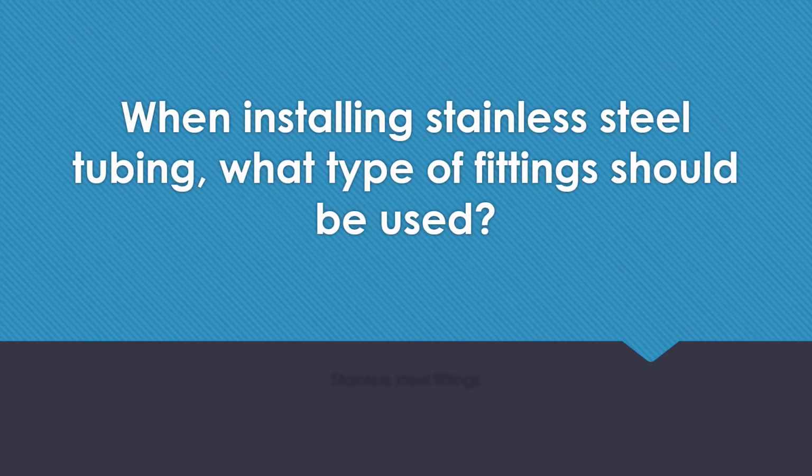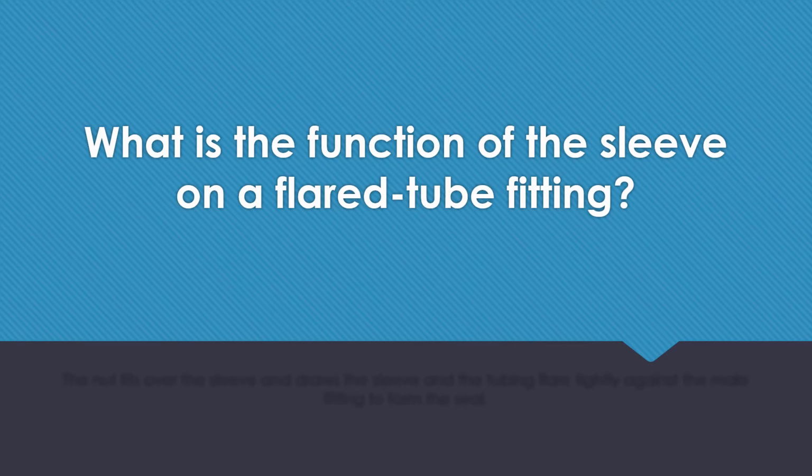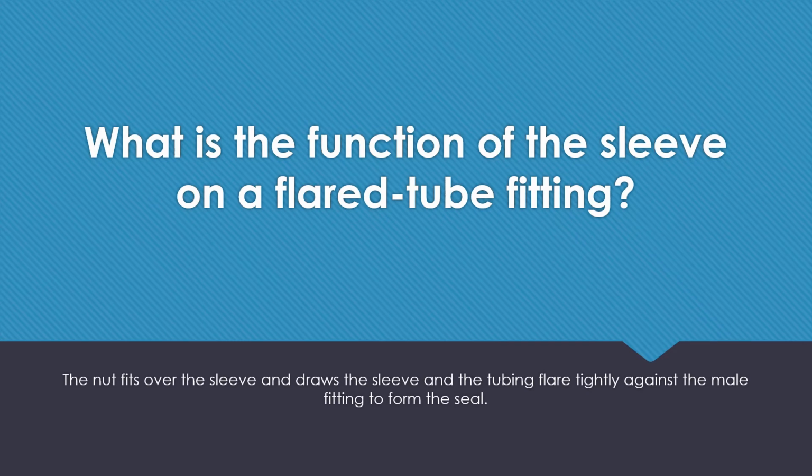When installing stainless steel tubing, what types of fittings should be used? Stainless steel fittings. What is the function of the sleeve on a flared tube fitting? The nut fits over the sleeve and draws the sleeve and the tube flare tightly against the male fitting to form the seal.